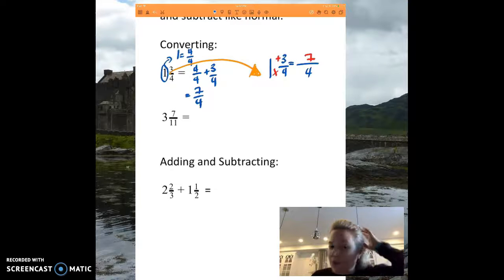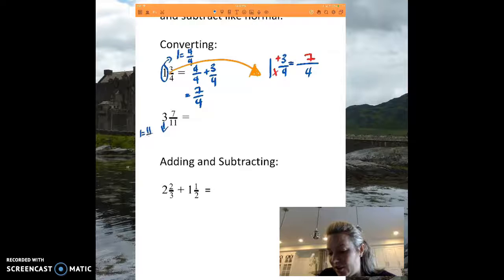Okay, so let's look at the next one. I'll show you both ways of doing it. So first, if I want to make 3 into a fraction with the denominator 11, I'm going to take that 3 and, okay, so 1 is the same as 11 over 11. So 3 is going to equal 33 over 11, right? 11 over 11 plus 11 over 11 plus 11 over 11 makes 33 over 11. You can also check that by dividing 33 by 11, and you should get 3 as your answer. So I'm going to have 33 over 11 plus 7 over 11, and that's going to give me 40 over 11.